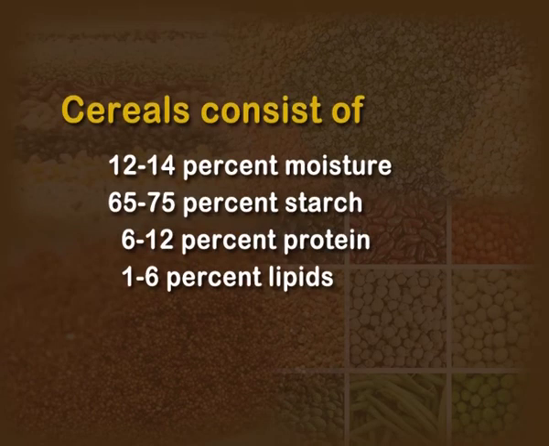Cereals are made up of 12 to 14% moisture, 65 to 75% starch, and 6 to 12% of protein, and 1 to 6% of lipids. Mostly the gross composition of all the cereals is similar. Now, coming to the specifics, energy and carbohydrates.